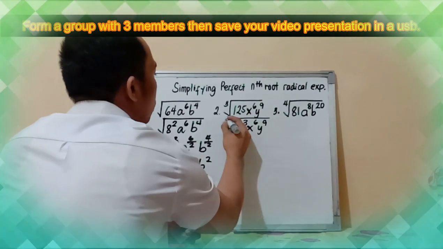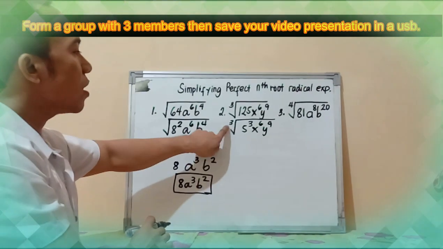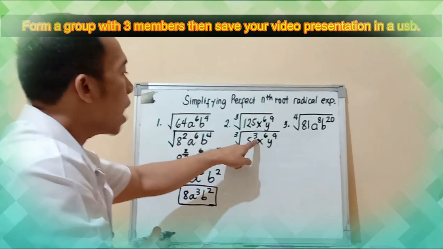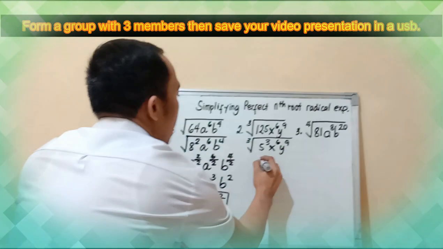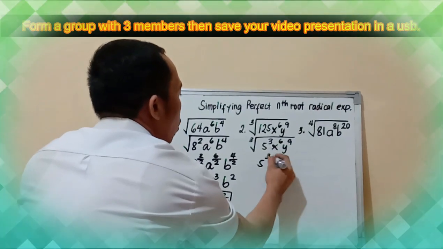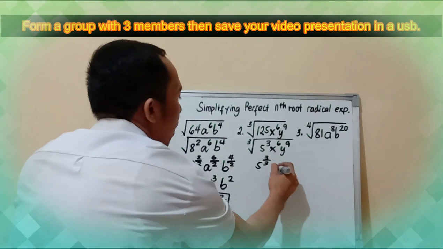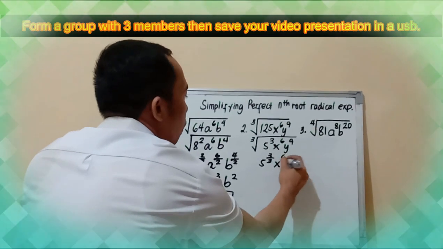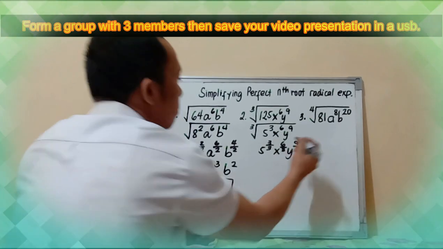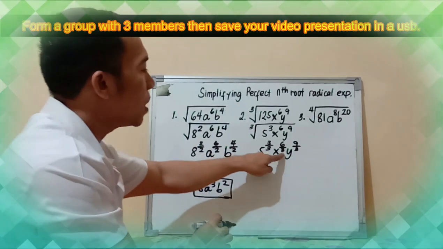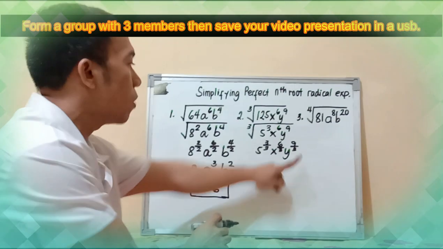Then cube root. So your index here is 3. It becomes the denominator of your exponents. So this is now 5 raised to 3 over 3, and x raised to 6 over 3, and y raised to 9 over 3. Because your index is 3, that will be the denominators of your exponents.